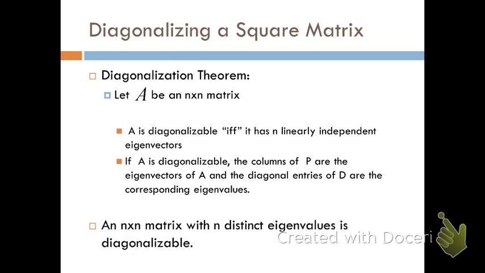If A is an n by n matrix, we say first that A is diagonalizable if and only if it has n linearly independent eigenvectors. Next, if A is diagonalizable, then the columns of P are the eigenvectors of A, and the diagonal entries of D are the corresponding eigenvalues. Lastly, if we have an n by n matrix with n distinct eigenvalues, it is diagonalizable.